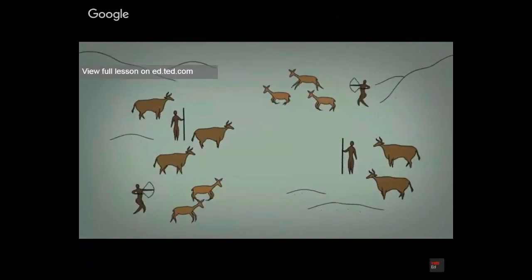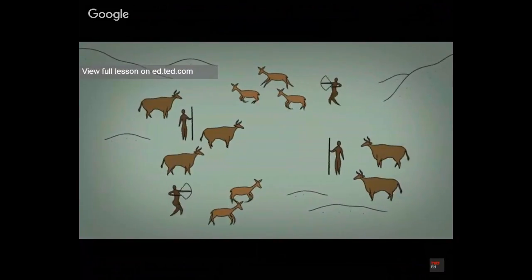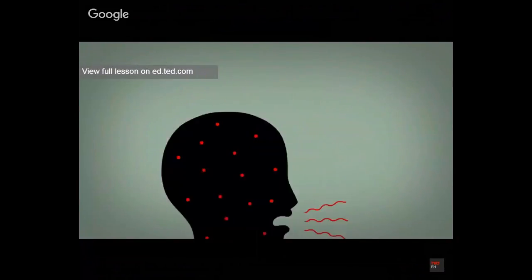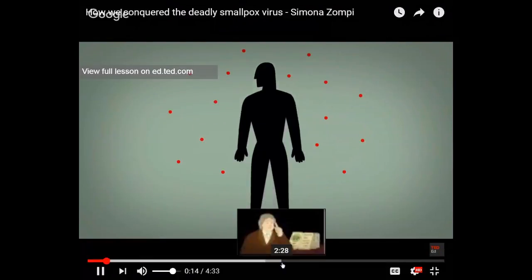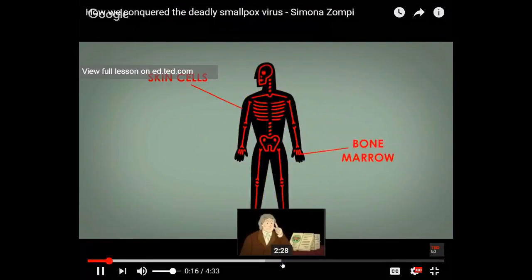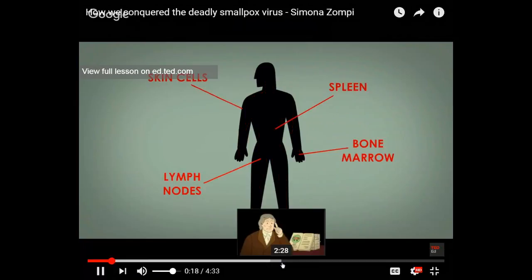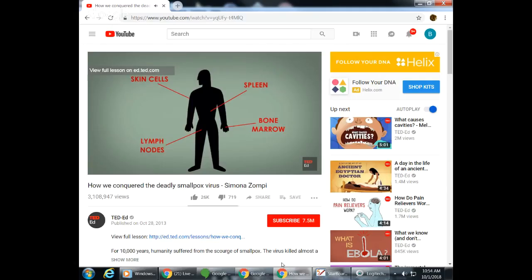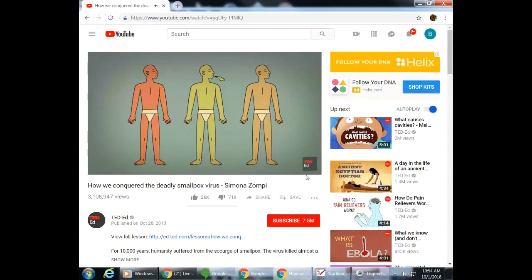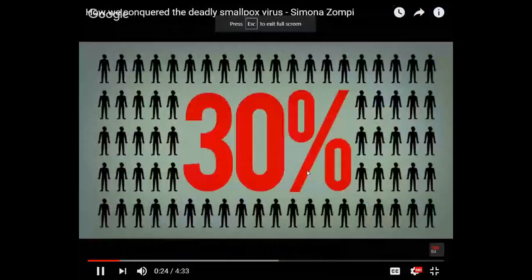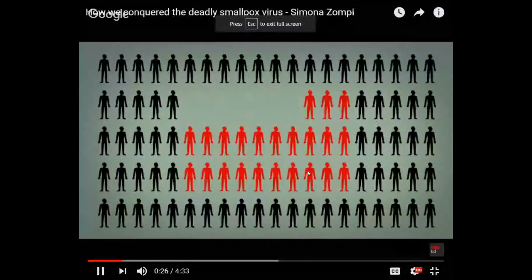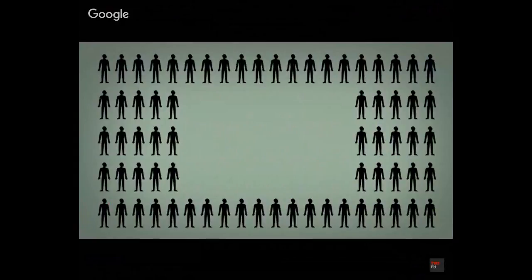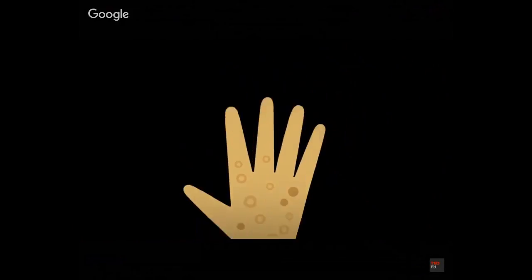10,000 years ago, a deadly virus arose in northeastern Africa. The virus spread through the air, attacking the skin cells, bone marrow, spleen, and lymph nodes of its victims. The unlucky infected developed fevers, vomiting, and rashes. 30% of infected people died during the second week of infection. Survivors bore scars and scabs for the rest of their lives.